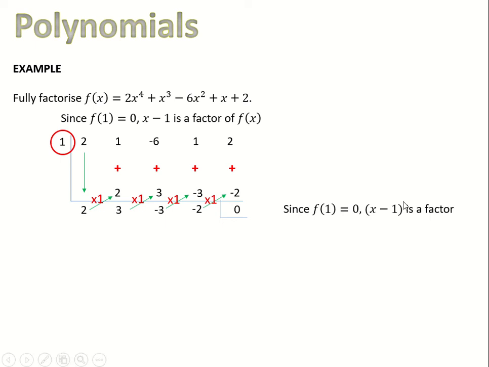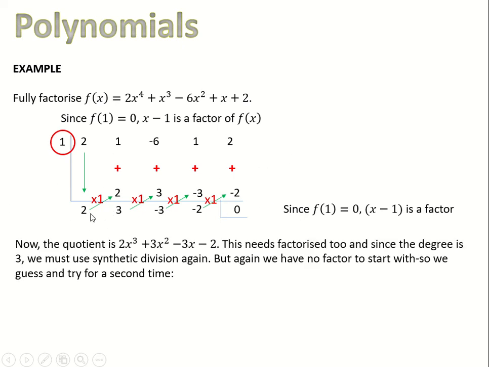And I just write that each time just so we get into the habit of doing it. Okay, so since f of 1 equals 0, x minus 1 is a factor. I know I wrote it already, I know it's this line here, but just to get into the habit of writing it after the synthetic division. In which case it leaves us with the quotient of 2x cubed plus 3x squared minus 3x minus 2. So remember, 1 less in terms of the degree: it should be 1 less than 4, so that's x cubed. Right, we need to factorize this too.